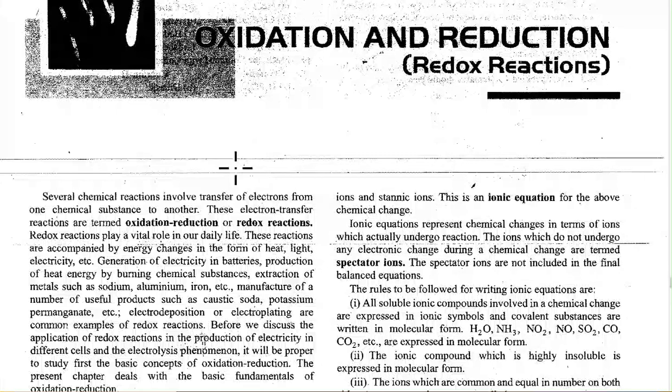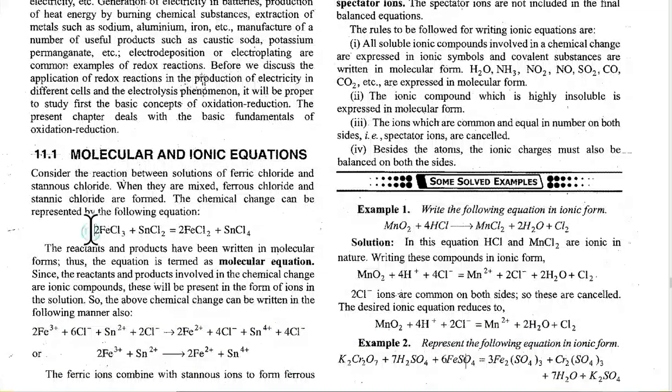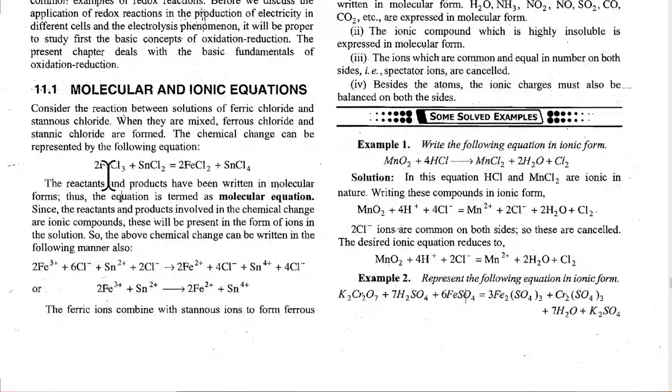In our last lecture we learned about molecular and ionic equations. Here you can see an example of this reaction. It is written in molecular form because ions are not present here. If I convert it into ions, we have to remember that some molecules cannot be converted into ions, or they never break down into ions. You will learn later which molecules can be written in the form of ions and which cannot.